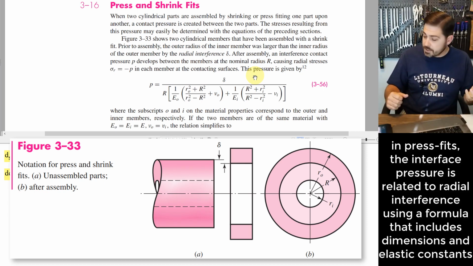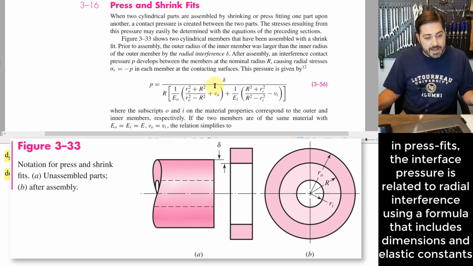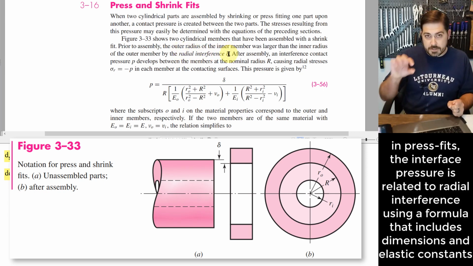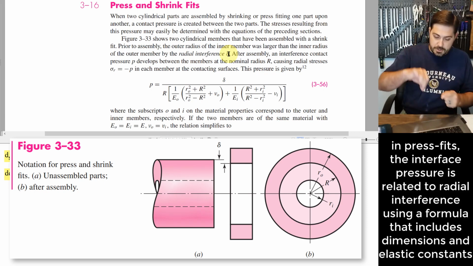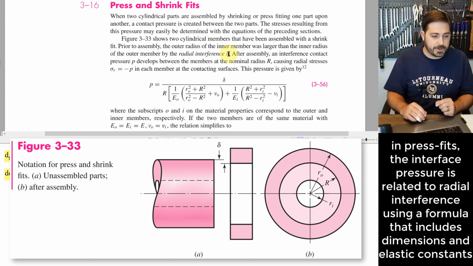So there's a series of equations that we see here that allow us to relate things. Here this P is this interface pressure, and the delta that they show, at least in this form of the equation, they're calling a radial interference. It's essentially how much smaller is the radius of the part that you're putting on the shaft relative to the radius of the shaft. That's that radial interference value.